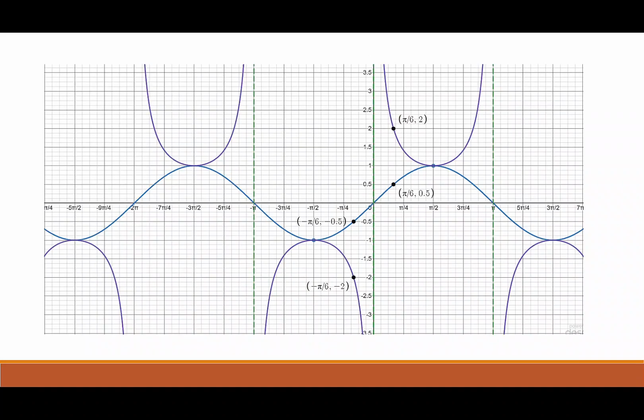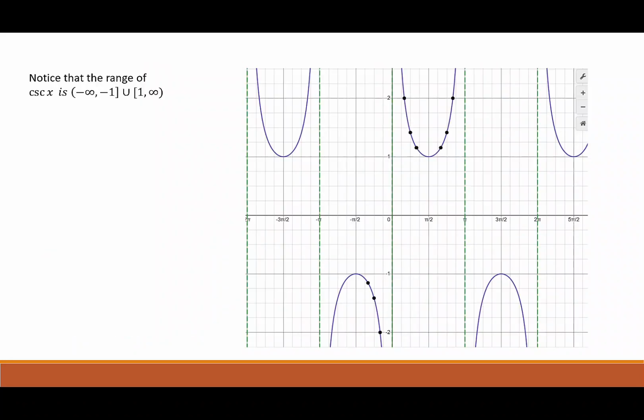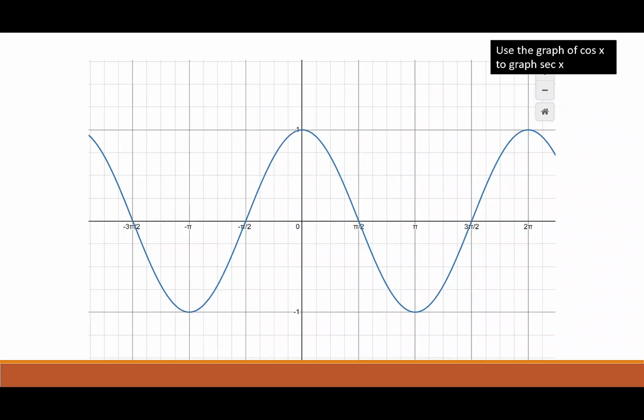When we connect the dots, we see that we have curves between the asymptotes. Curves that face up have a minimum value of 1, curves that face down have a maximum value of negative 1. This shows us that the range for cosecant of x is negative infinity to negative 1, union 1 to infinity. We can use the graph of cosine of x to graph secant of x.